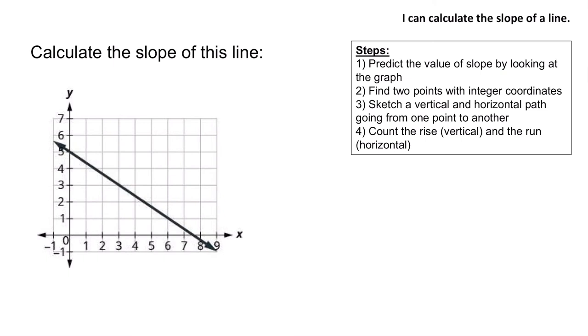So now let's try the slope of this line. Once again, I'm going to take a minute to look at it. It's going down as I go left to right, so I'm predicting that this is going to have a negative slope. Let's find 2 points with integer coordinates.